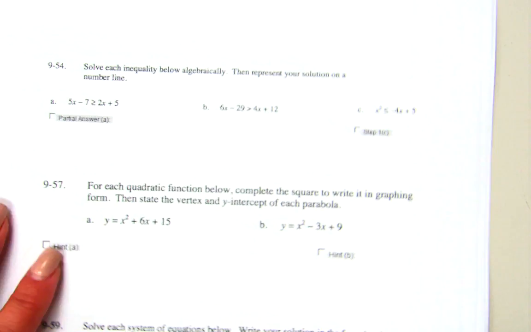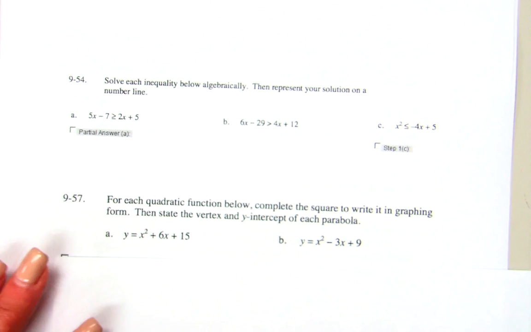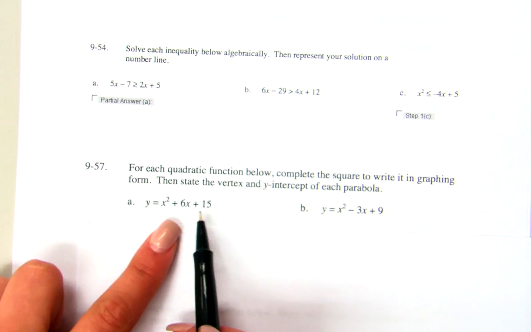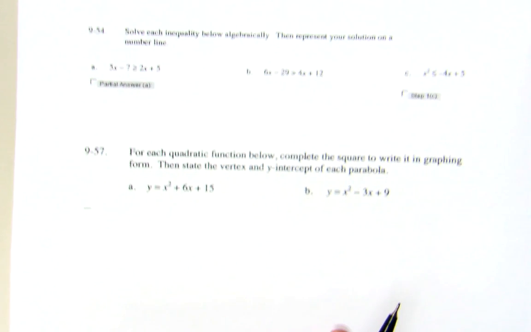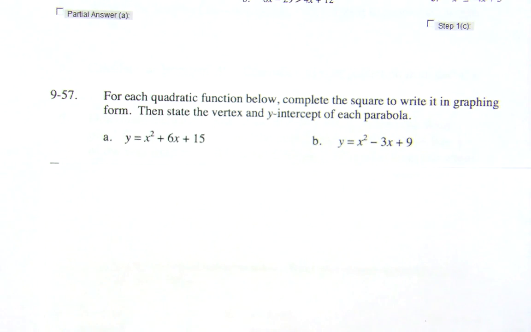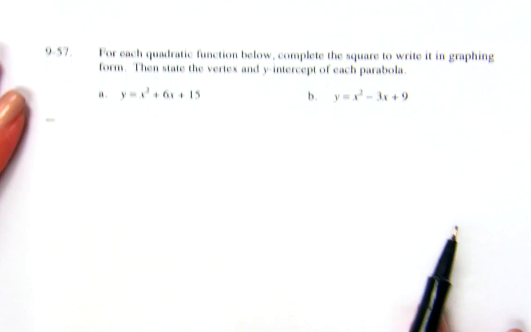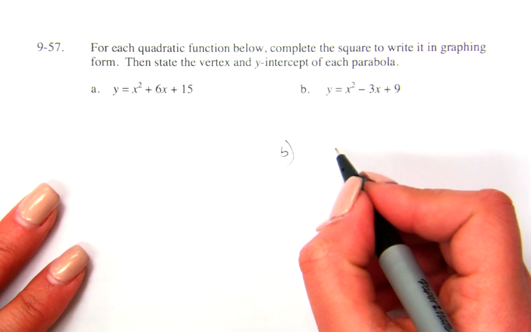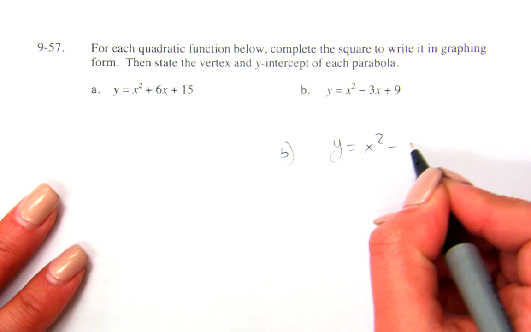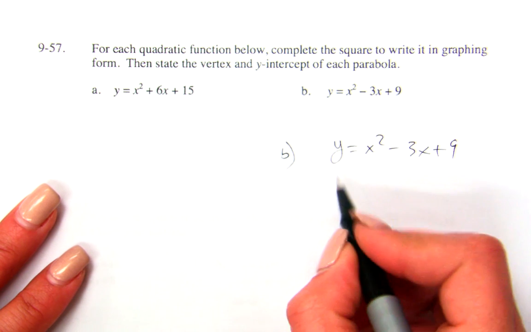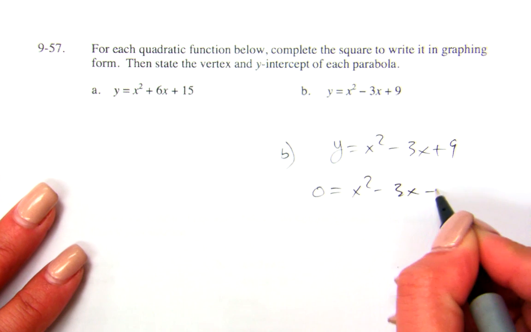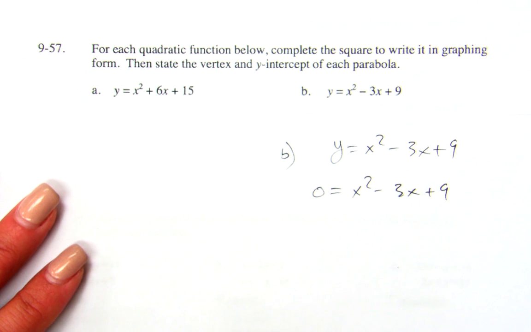57. For each quadratic function below, complete the square to write it in graphing form, and then state the vertex and the y-intercept. This one should be pretty easy to do. I'm going to do B because if you do B correctly, then you should be able to handle A just fine. So it says complete the square. We've got y equals x squared minus 3x plus 9. So let's see, 0 equals x squared minus 3x plus 9 because we want to complete the square.